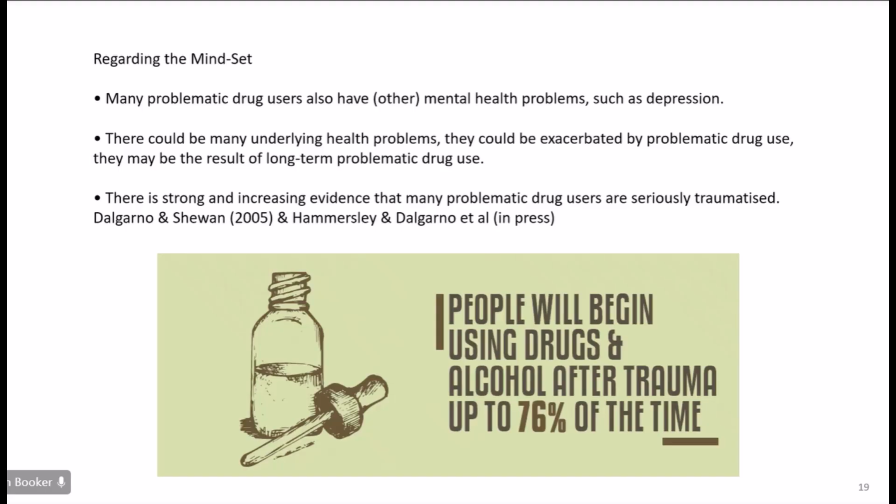Regarding the mind, many problematic drug users also have other mental health problems such as depression. There could be many underlying health problems. They could be exacerbated by problematic drug use, and they may be the result of long-term problematic drug use. There is strong and increasing evidence that many problematic drug users are seriously traumatized. And there are two references there if you want. People will begin using drugs and alcohol after trauma up to 76% of the time.